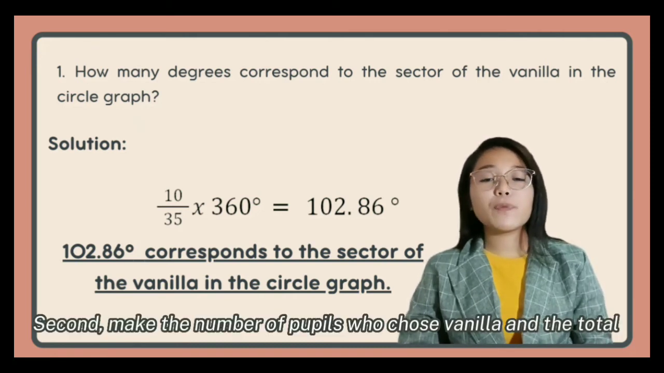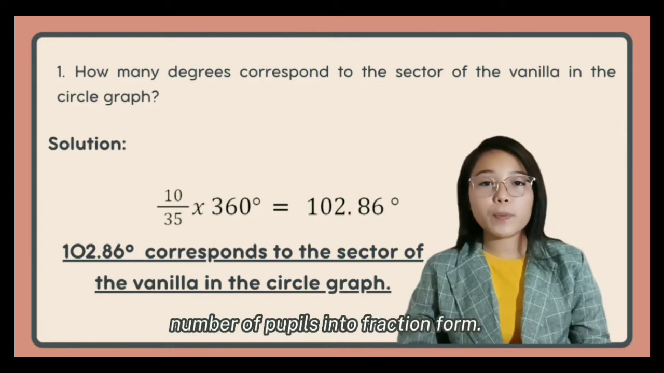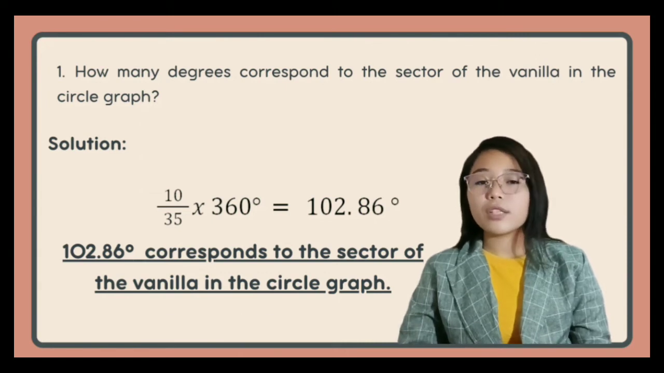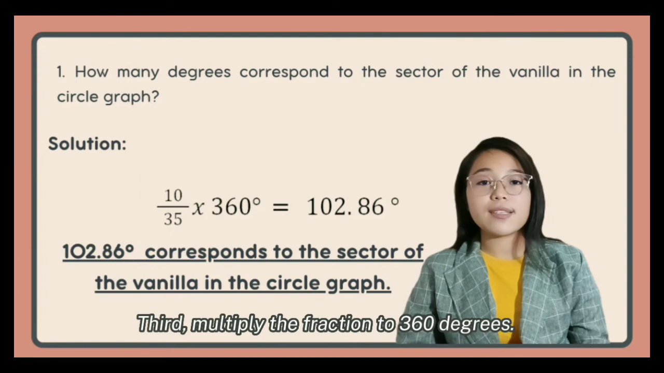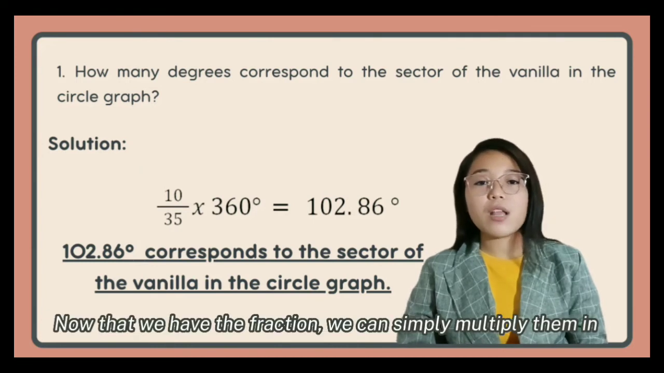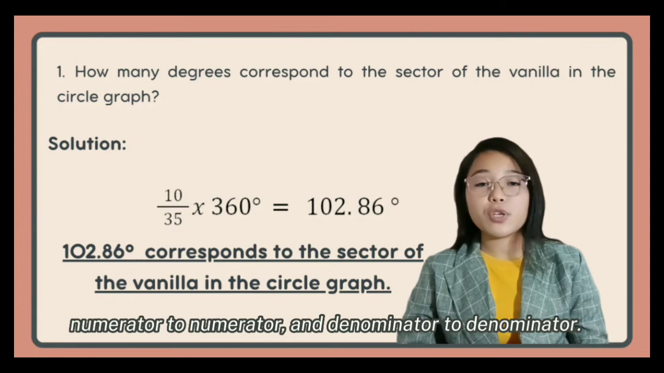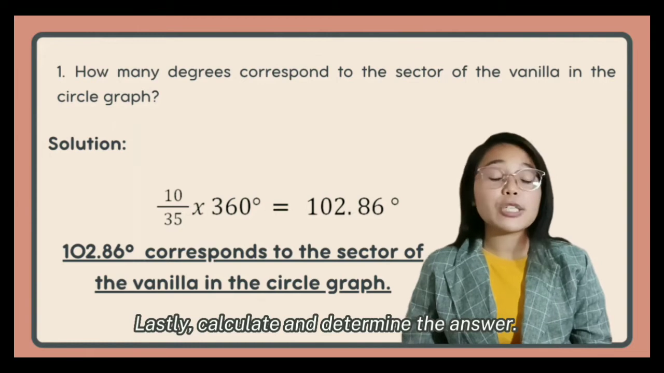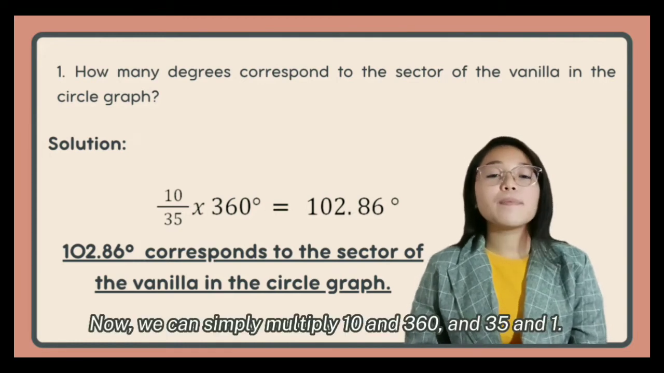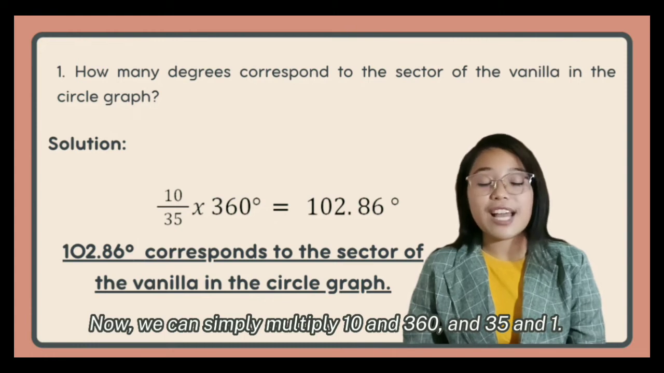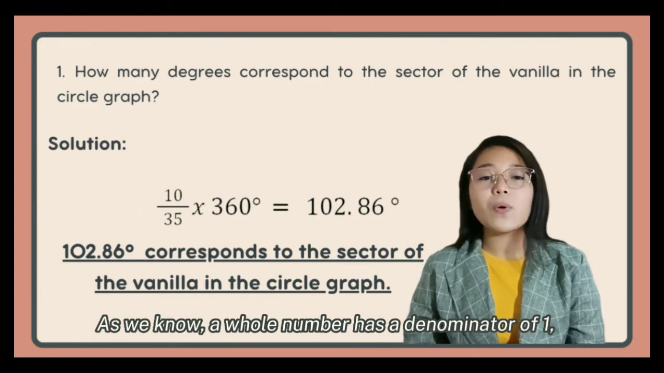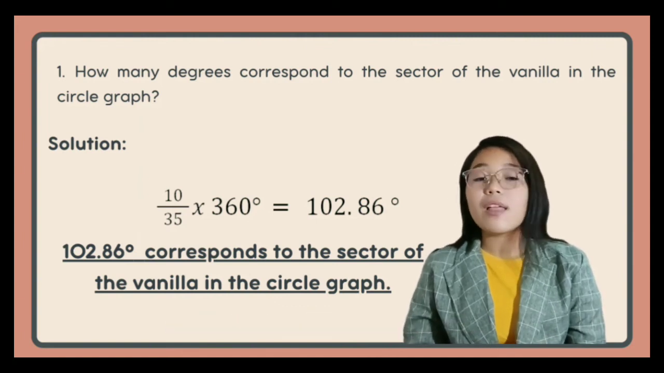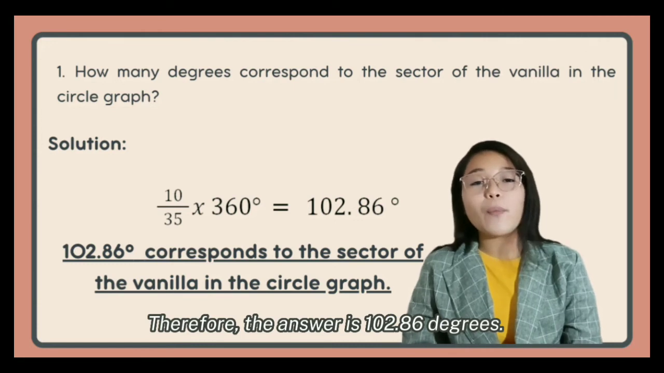Second, make the number of pupils who chose vanilla and the total number of pupils in fraction form. So, we have 10 over 35. Third, multiply the fraction to 360 degrees. And now that we have the fraction, we can simply multiply them numerator to numerator and denominator to denominator. And lastly, calculate and determine the answer. Now, we can simply multiply 10 and 360, and 35 and 1. And as we know, a whole number has a denominator of 1. By that, we should multiply 35 and 1. Therefore, the answer is 102.86 degrees.